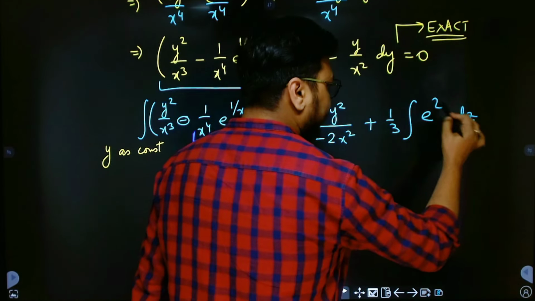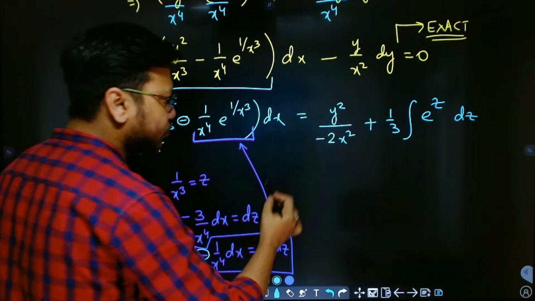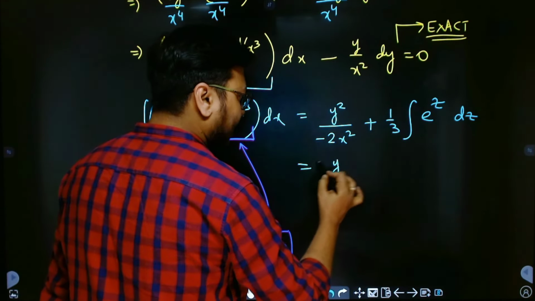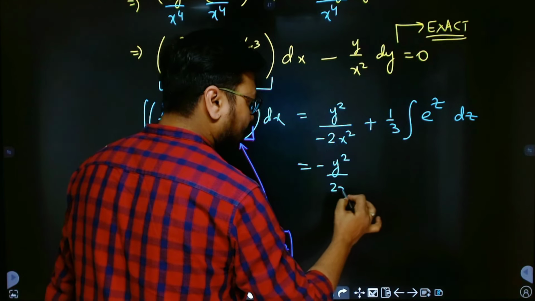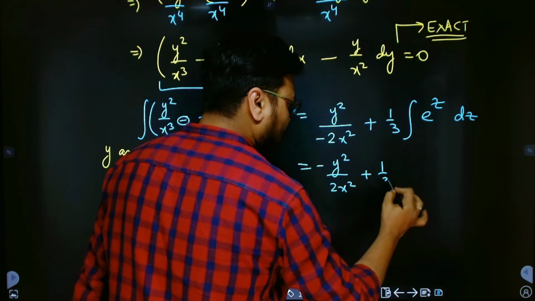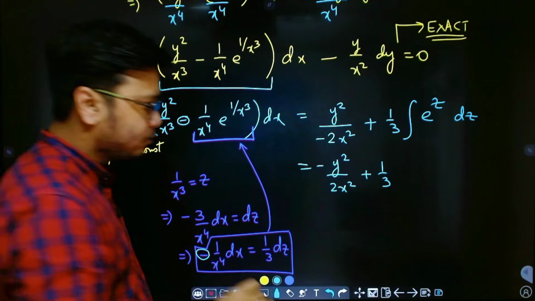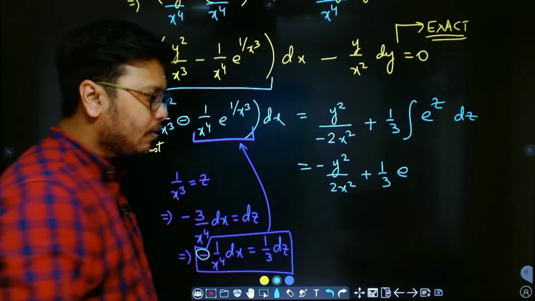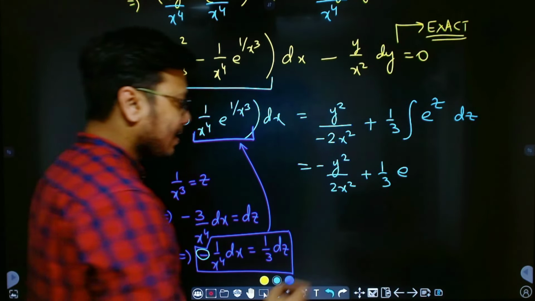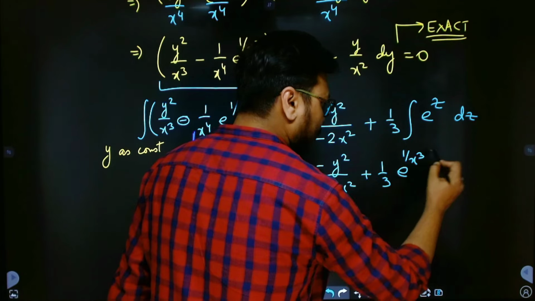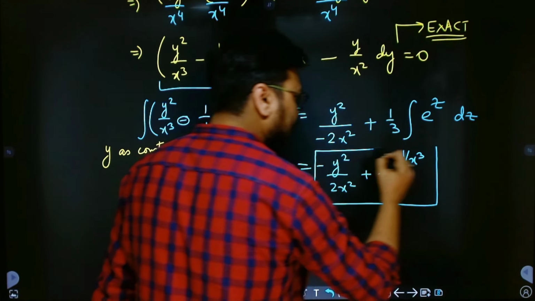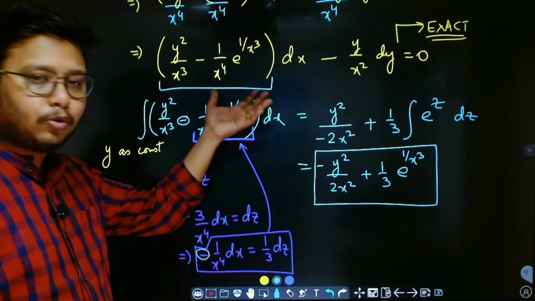So this would become e to the power z. Now if I complete the integration, I have minus y square by 2x square plus 1/3 integration of e to the power z would be e to the power z. So e to the power z is e to the power 1 by x cube. So this is the integration of the first portion.